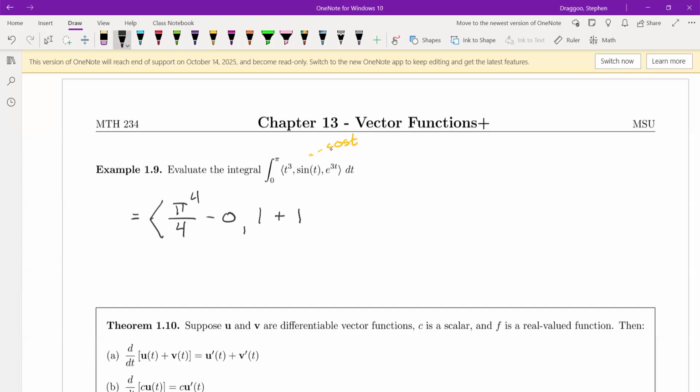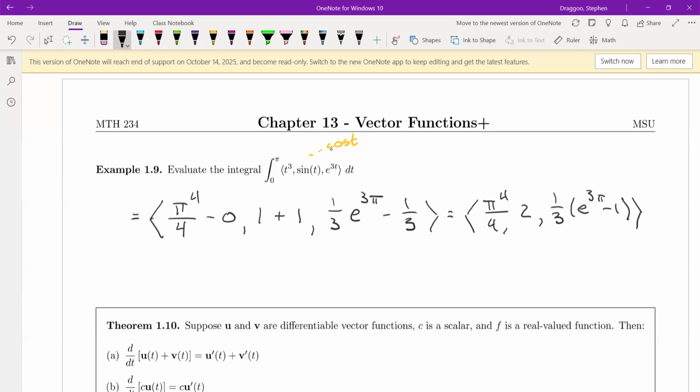And finally, integrating e to the 3t will become 1 over 3 e to the 3t. And I just need to plug in pi. So 1/3 e to the 3 pi minus 1/3 e to the 0, which is just 1. So minus a third. Suppose I could clean up the notation slightly. Pi to the 4th over 4, 2, and then 1/3 e to the 3 pi minus 1. I think the last step's a bit optional, though.